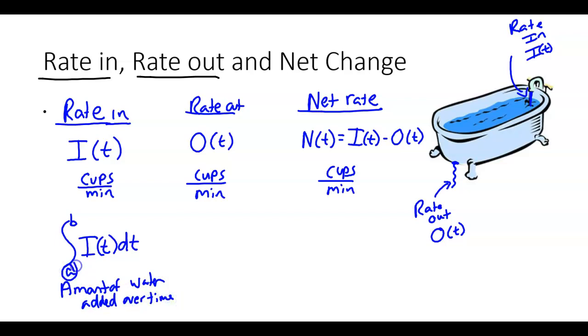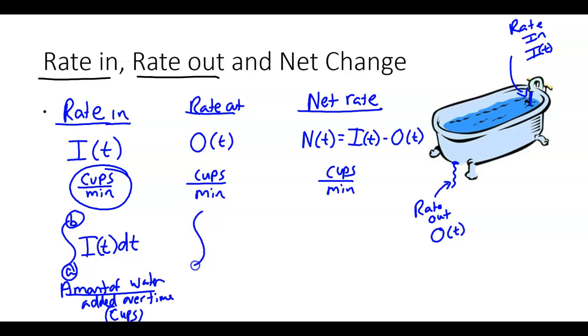Okay, my time intervals from A to B. As you can see, if I'm just talking about the amount of water, it's no longer cups per minute. Now we're just talking cups, right? Because you take your rate, how many cups per minute is coming into the pool or the tub at that time, and if you do that over a certain time period, you multiply it by time and it cancels out the time. You're just left with cups.